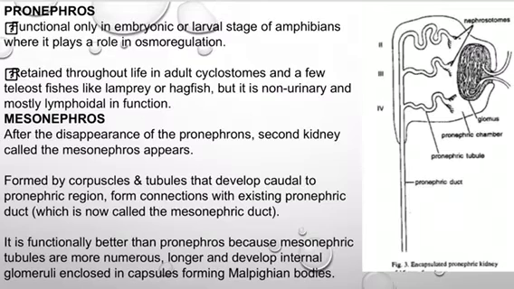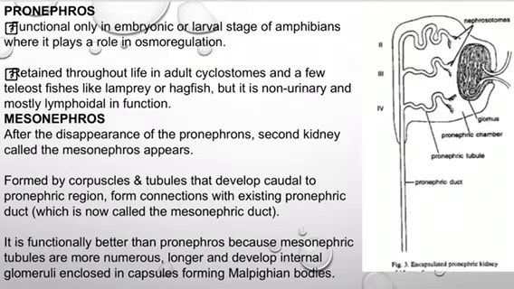Now let's talk about the mesonephros. The mesonephros comes after the disappearance of the pronephros. It's the second kidney, so it appears after the disappearance of the pronephros in vertebrates. It's formed by corpuscles and tubules that develop caudal to the pronephric region, and all this comes from connections with existing pronephric ducts. At the point at which the mesonephros is formed, the pronephric duct now becomes the mesonephric duct.